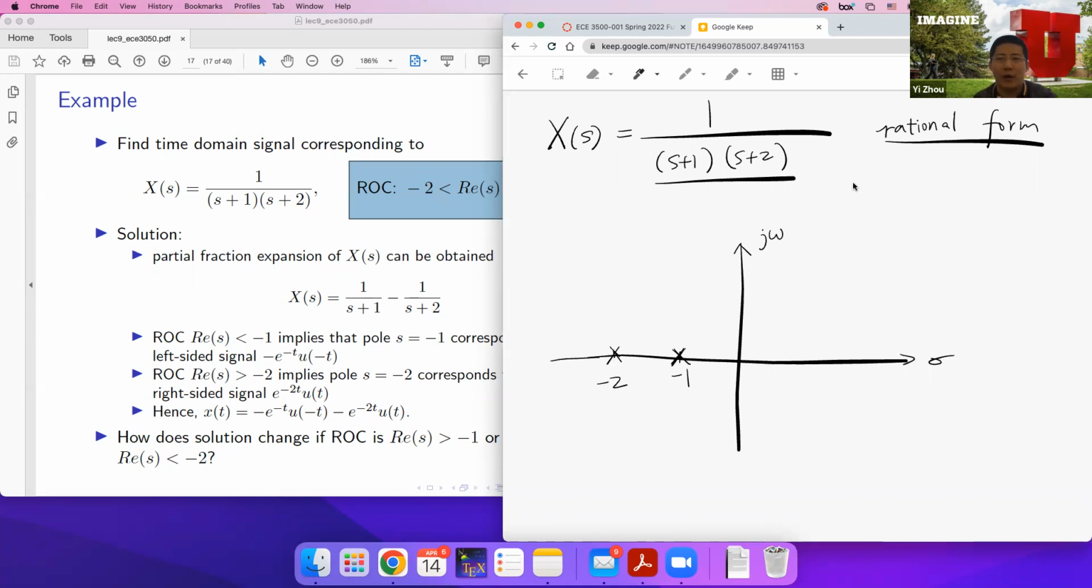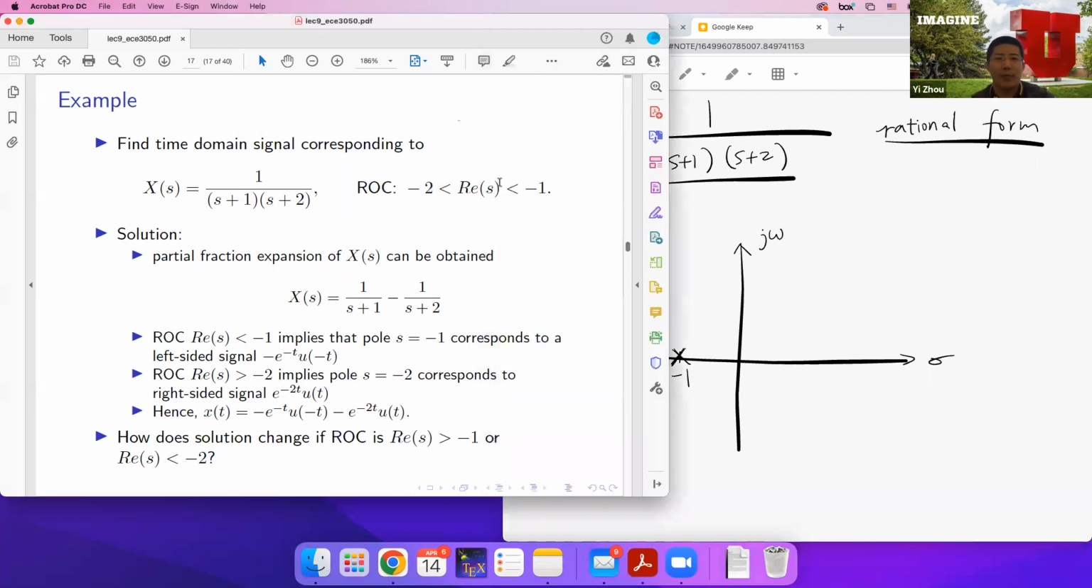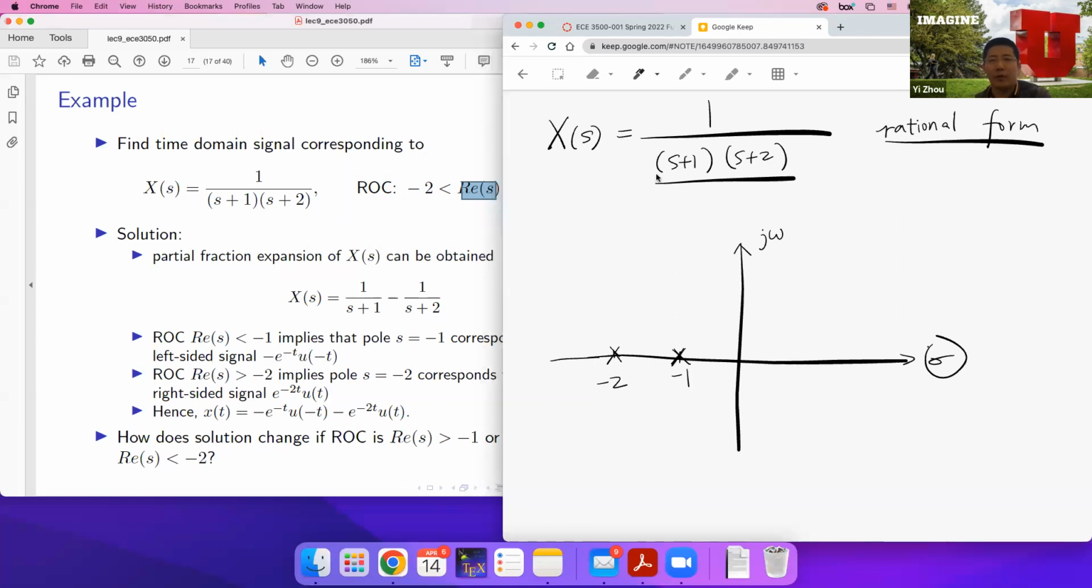And we are given that the ROC is between negative one and negative two. So it's a vertical strip. The real part of s, which is this sigma, is between negative one and negative two. So the ROC is given by this vertical strip.